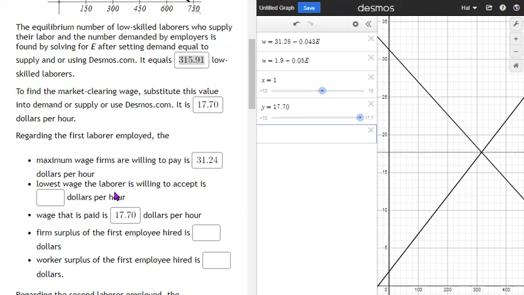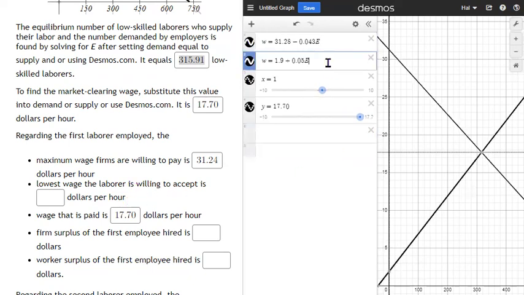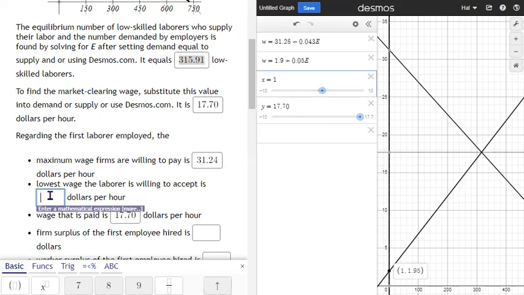Now, the lowest wage this worker is willing to accept is what? That's the labor supply curve, right? On the labor supply curve, we see that that first employee is willing to do the job for $1.95 an hour. So the first employee hired is willing to do the job for $1.95.